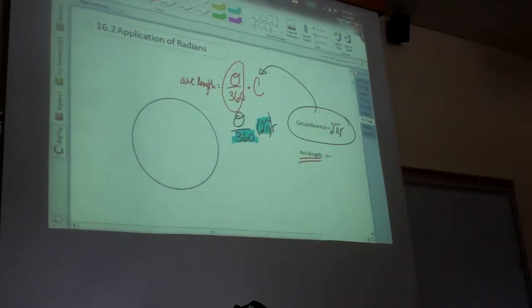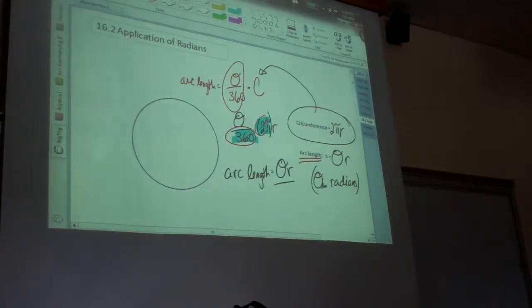So basically, what do you know about this and this then, if I multiply? They can cancel out, because 360 and 2 pi cancel out. So really, our arc length from radians is theta times r, and this would be in terms of radians, when theta is in radians.